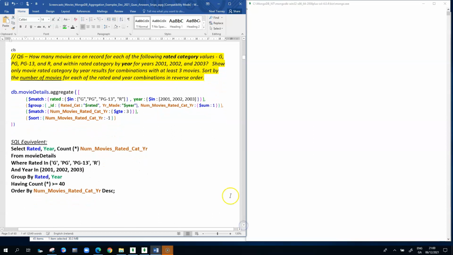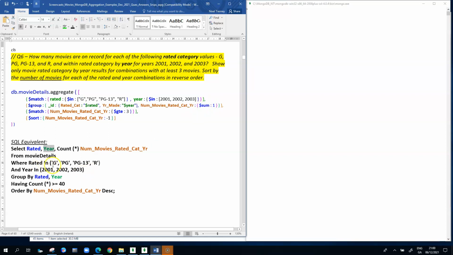The question this time is asking us how many movies are on record for each of the following rated category values: G, PG, PG-13, and R, and within the rated category by year for 3 years, 2001, 2002, 2003. I'm just picking 3 years to avoid too much clutter on the output, really. From an SQL perspective, I want to group by rated, and then within rated, I want to group by year. And then I'm counting the movies. That's why the sum 1 is in the group stage.